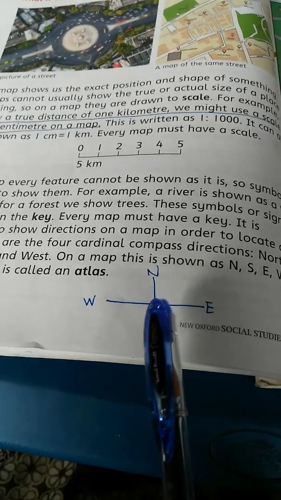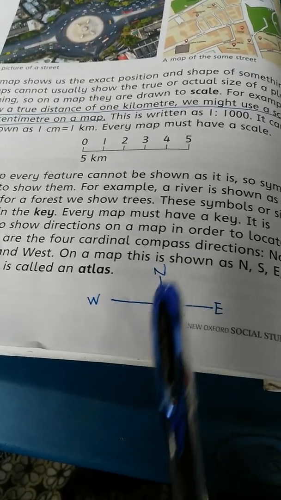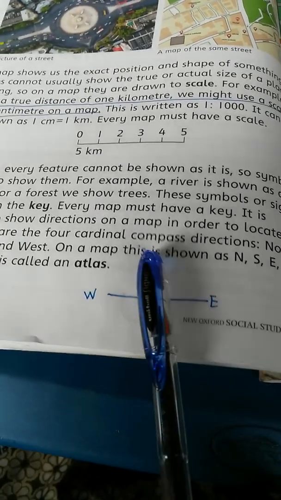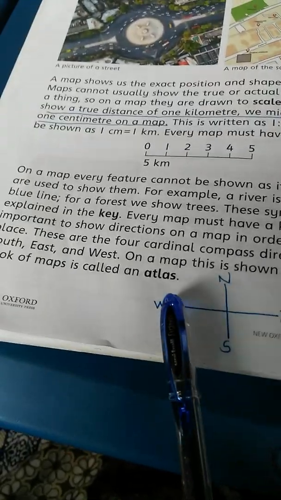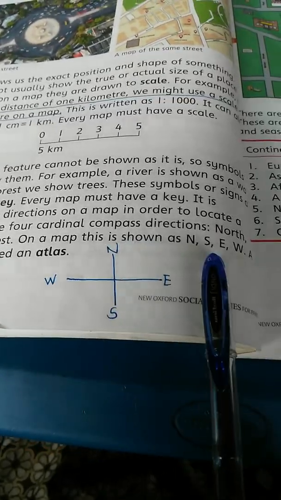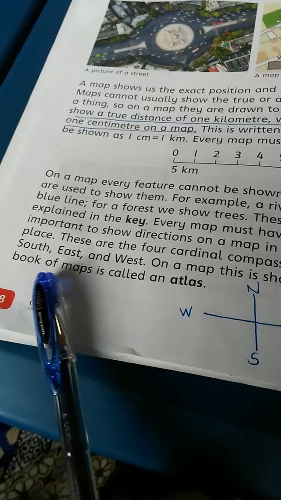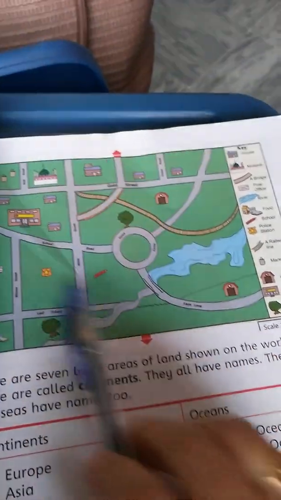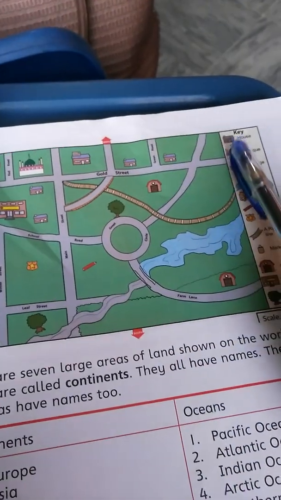It is important to show the direction on a map in order to locate a place, and these are the four cardinal compass directions. On a map they are used to find the direction. There are four directions: north, east, south, west. On a map this is shown as north, south, east, west, and a book of maps is called the atlas. You can see that this is the map of the place, and this is the key, and every map should have a key.